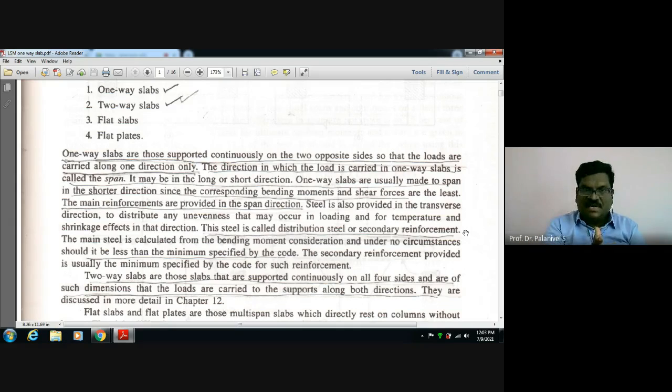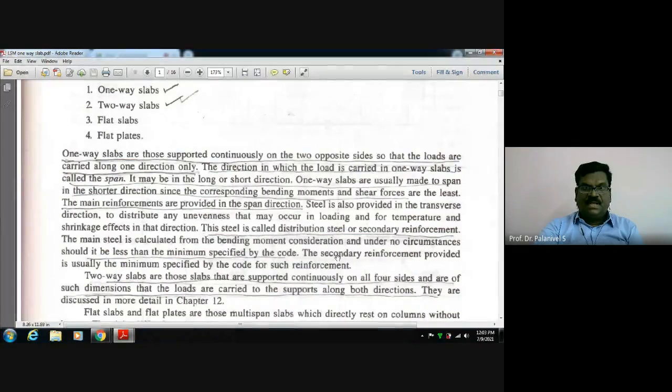Main steels are provided in the shorter span direction in a one-way slab. I am talking about a one-way slab. But in a two-way slab, both are called main reinforcement. First main reinforcement will be provided in the short span direction, and then main reinforcement will be provided in the long span direction for two-way slabs. But in a one-way slab, along the shorter span direction, we provide main reinforcement. Above that, in the transverse direction, that is the long span direction, we provide distribution steel or secondary steel reinforcement. Keep it in mind. That's what this paragraph states, very nicely explained in these textbooks.